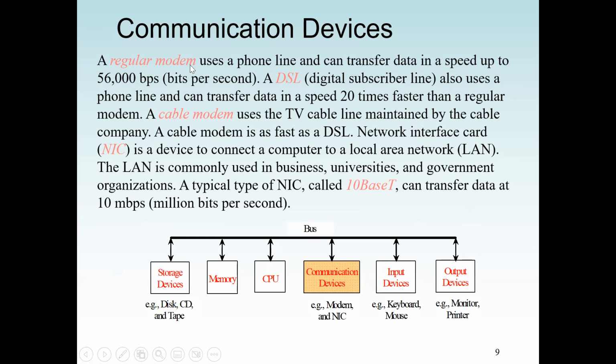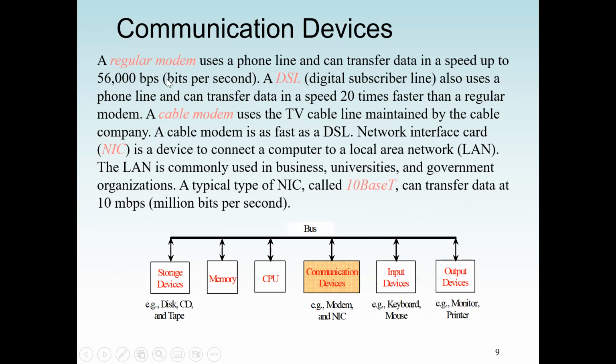So here we say a regular modem uses a phone line and can transfer data at a speed up to 56 kilobits per second. We also have the DSL, which is the digital subscriber line, which also uses a phone line and can transfer data at a speed 20 times faster than the regular modem. I quite remember back somewhere in the late 1990s, most of our internet used the 56 kilobits per second modem.